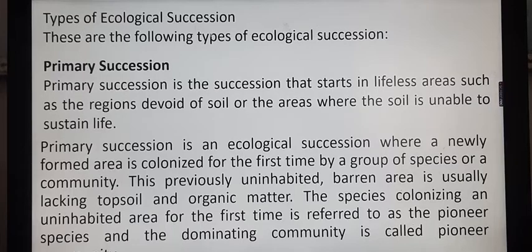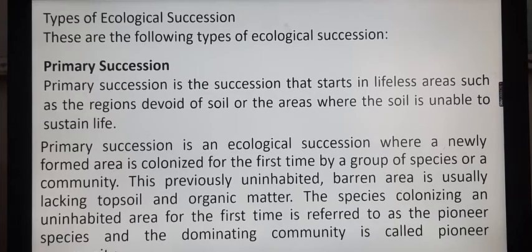Then, types of ecological succession. There are the following types of ecological succession. The primary succession. Primary succession is the succession that starts in lifeless areas, such as regions devoid of soil or areas where the soil is unable to sustain life. We can say that in a rocky area where there is no soil, there will be no autotrophs, and so there will be no life.